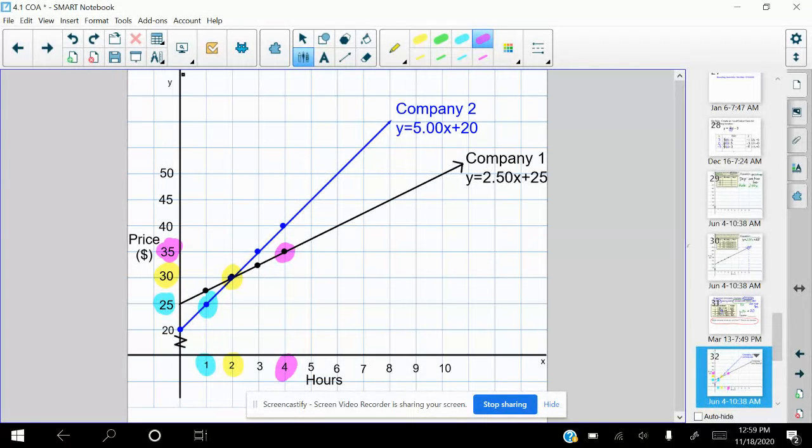But this was a great job, folks. We're really proud of you. You were able to analyze some real life scenarios. You were able to make decisions based upon what was more cost effective. And you were able to apply it to what you might be doing in your life one day, comparing the price of certain companies and saying, hey, if I go for this amount of hours, it's going to be the same price, so it doesn't matter which company I go with.